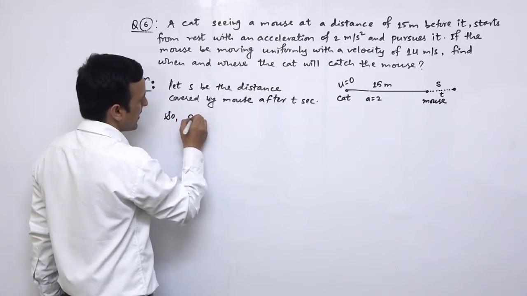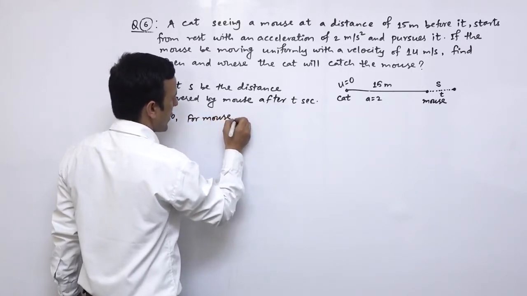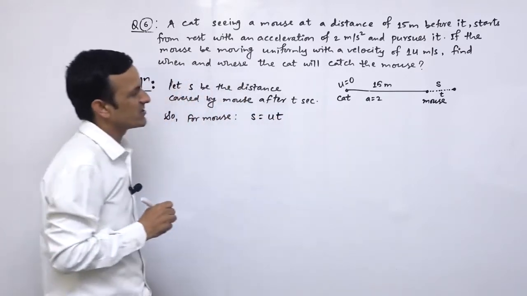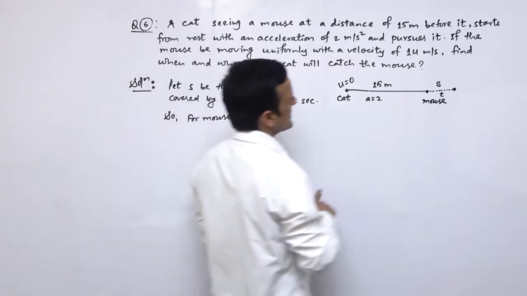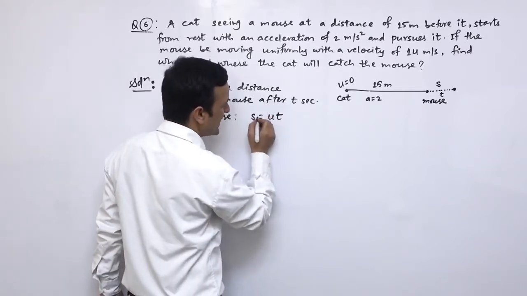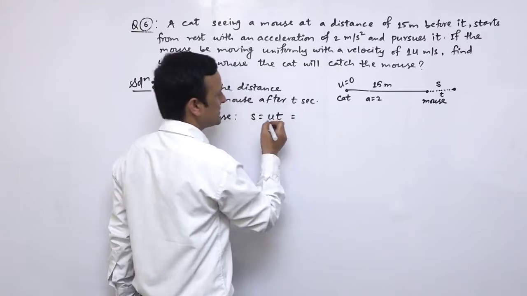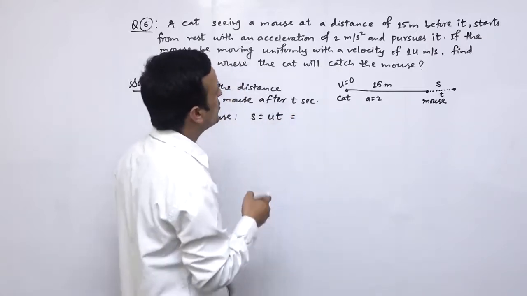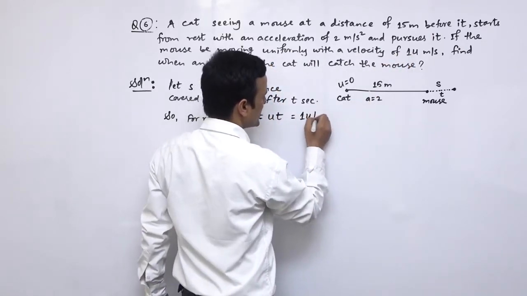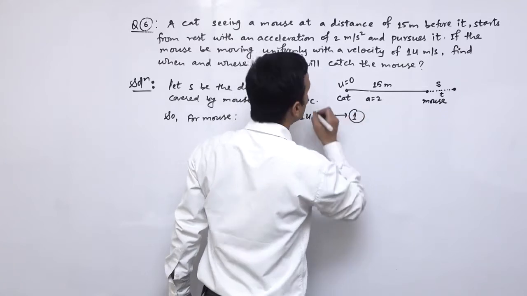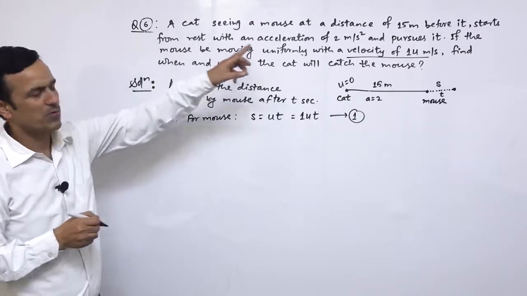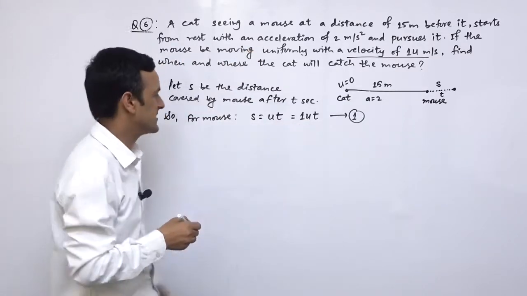So for mouse s is equal to ut. Yesma acceleration hamro produce hudaina. Mouse yesma catch bhayeko cha, tyo acceleration is 0, no acceleration. So write down s is equal to ut only, and the value of u is mouse ko lagi hamro uniform velocity 14 cha. So write down 14t. This is equation 1. Yo mouse ko velocity ho 14 meter per second. Mouse ko uniform velocity ho, so s is equal to 14t.